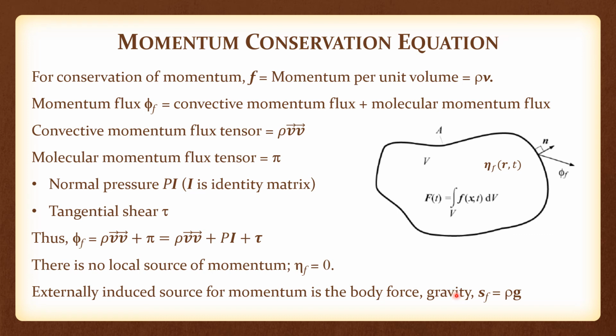So this external source of momentum will impart momentum to the entire body. There is no individual molecular selective imparting of the momentum. Therefore, the body force, given per unit volume, of course, is given by rho g.